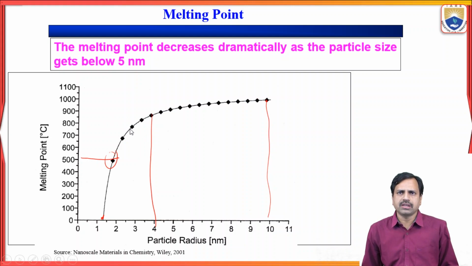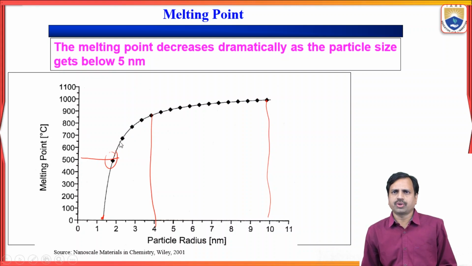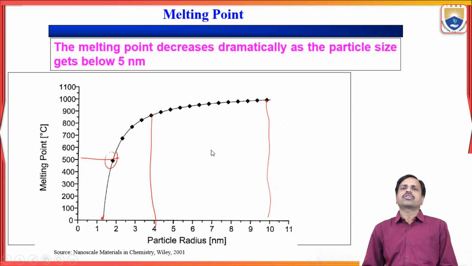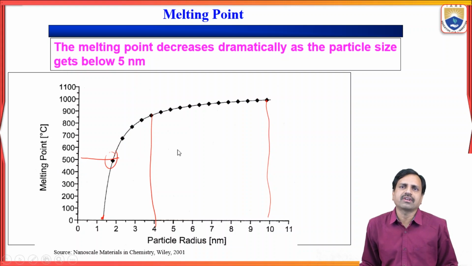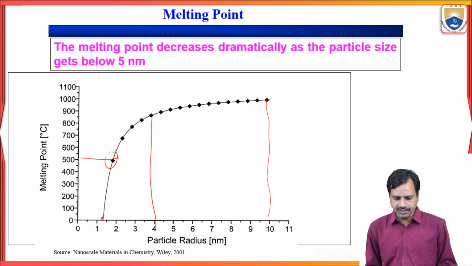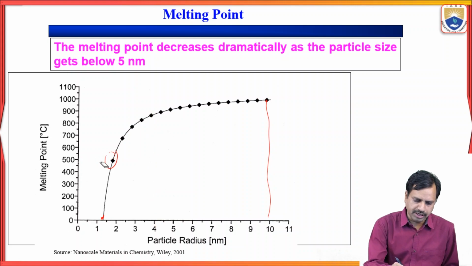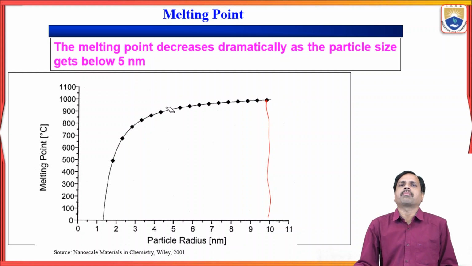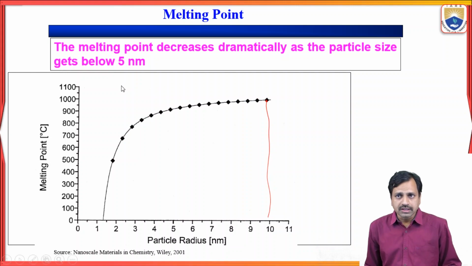If the nanoparticle is 3, it is 800. If it is 2, it is around 650. Now if the size is 1.5 nanometers, it is almost 500. So this graph clearly indicates that when the particle size decreases, the melting point also changes. But if the nanoparticle size is 9 to 5, it is almost the same. When it is brought down to 4, the drastic changes are observed.